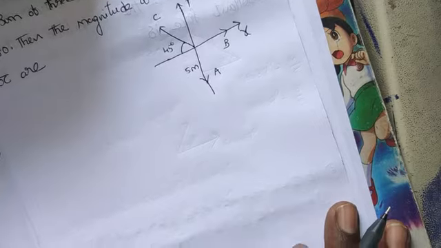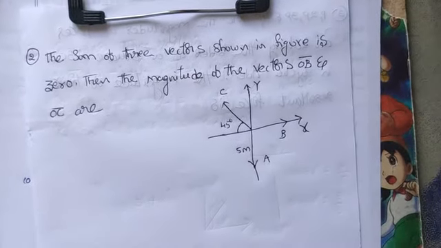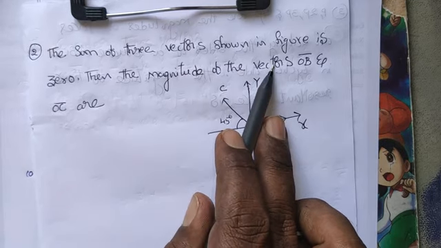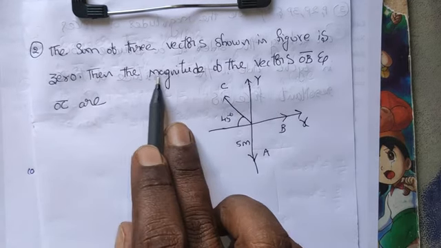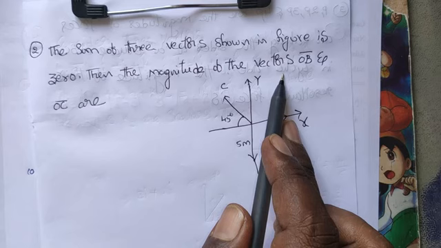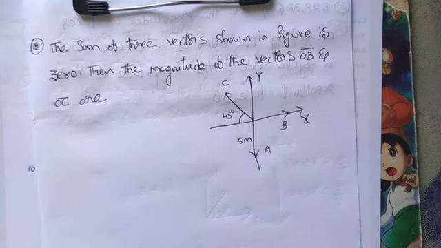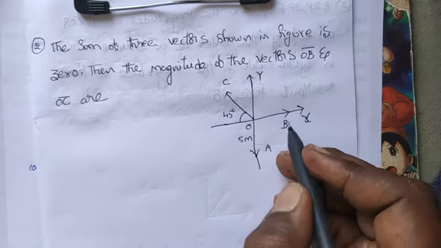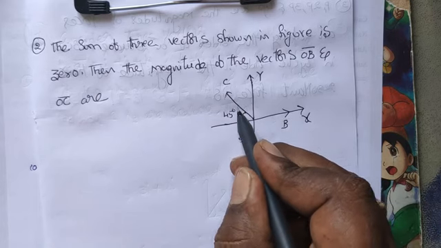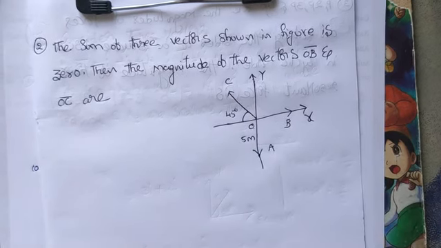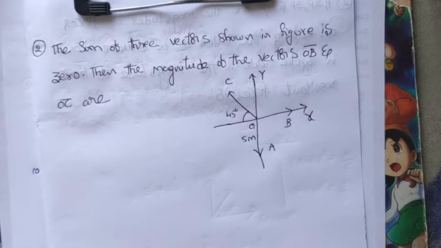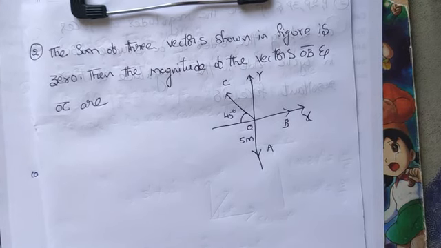Here, the sum of three vectors as shown in the figure is 0. Then find the magnitudes of vectors OB bar and OC bar. So this is OB and OC. Now we need to find out the magnitude of OB and OC.